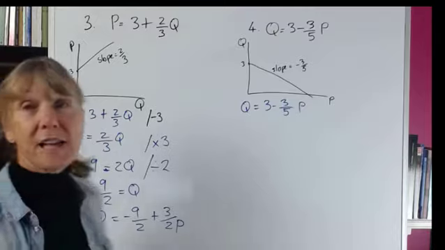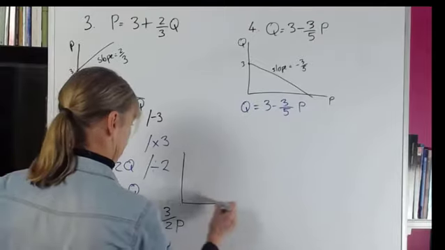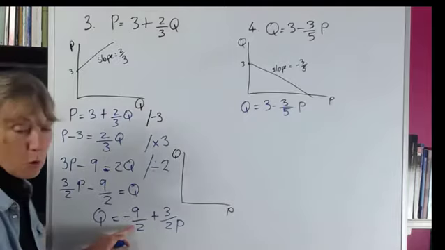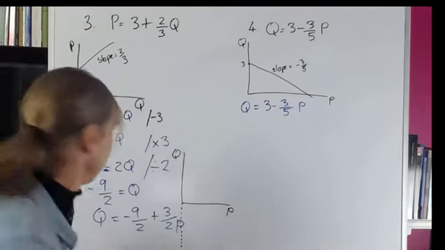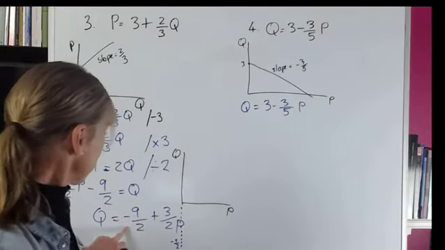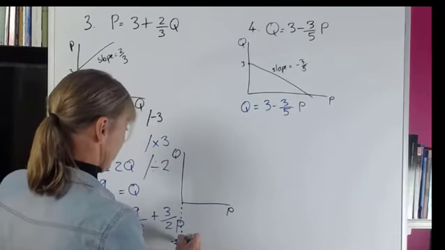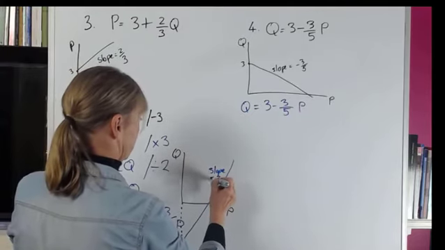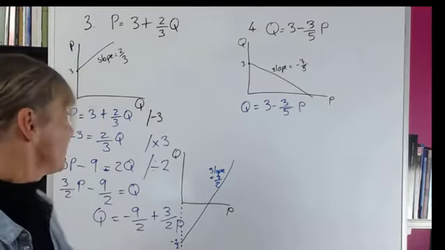All right, so what does that look like now? Well, we can graph that. Let me do it in a different colour. We've now got Q on the vertical and P on the horizontal axis. We can see that it's going to start at minus 9 over 2. That's where it's going to cross the vertical axis. It's got a positive gradient of 3 over 2, which is like 1.5. So let's say it's something like that. So the slope equals 3 over 2, crossing the axis at minus 9 over 2.